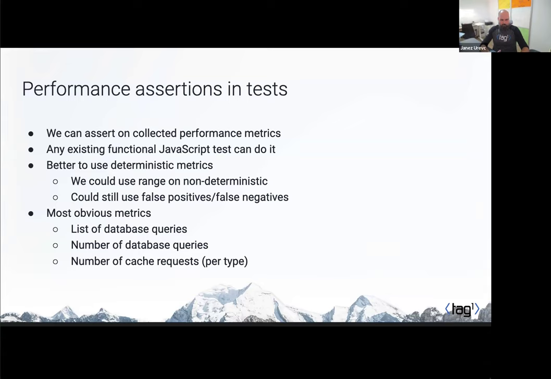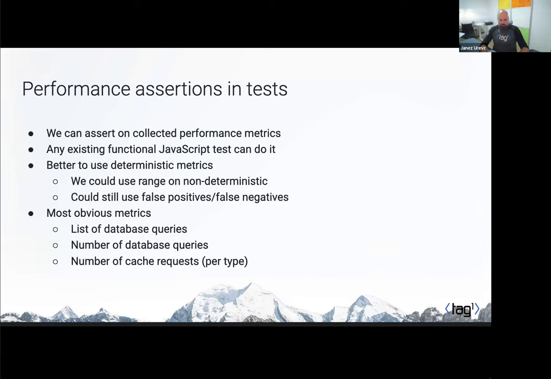It's better to do this on deterministic metrics, like number of database queries, number of cache requests by type, ideally, size of your JavaScript and CSS assets. You could do it for time to first byte or LCP in theory, but those numbers will always fluctuate at least a little bit. So you could assert on a range, for example, you're expecting your time to first byte to be between 250 and 300 milliseconds, for example.